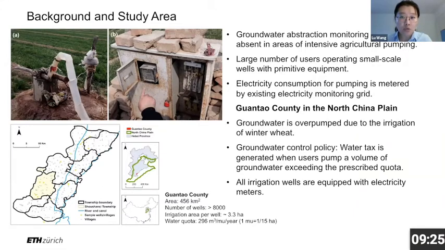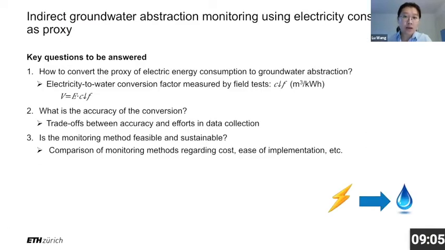Our pilot area is Guantao County in the northern part of the North China Plain. Annual pumping data per well is needed for comparison against water quota. And electricity consumption of each well is metered for electricity fee collection already. Next, please. To achieve indirect abstraction monitoring, key questions have to be answered. First, how to convert electricity to water volume? For the sake of easy implementation, we use a constant conversion factor. The following question is how accurate the conversion is and whether the monitoring method is feasible and sustainable.